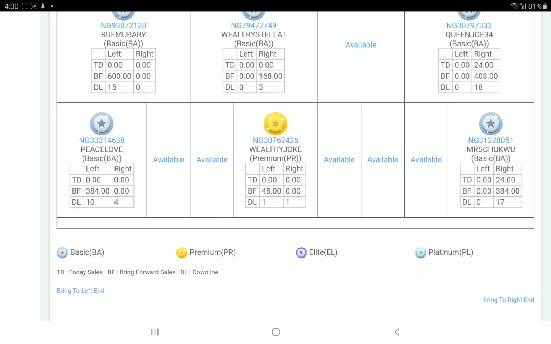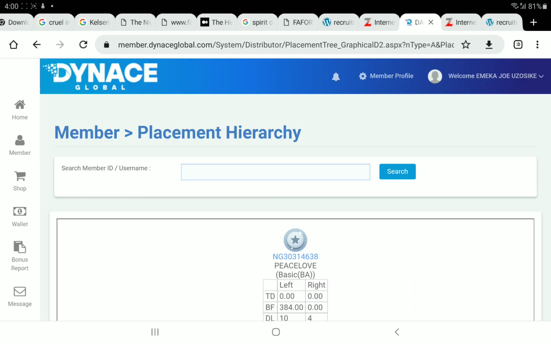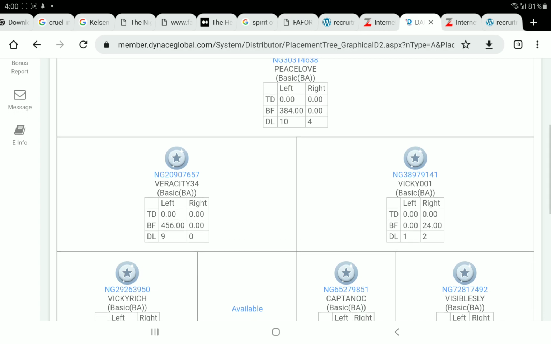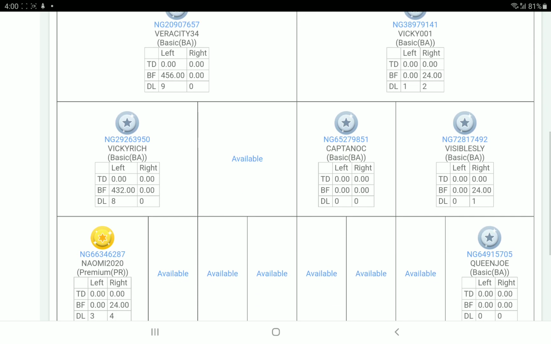So you click on the registration number, which is NG. Then you keep checking on the left. Keep checking on the left. Now you see Veracity that is placed under Peace Love. If you look at the right, there is no registration that has been done. So under Veracity you have Vicky Rich. There is no person that has been registered on the right.